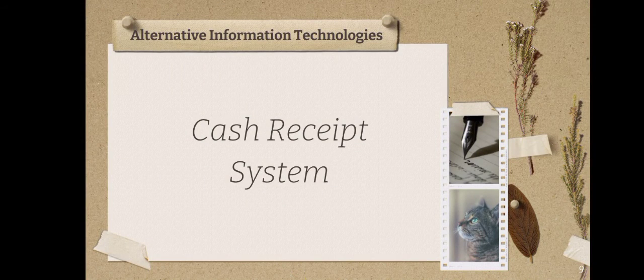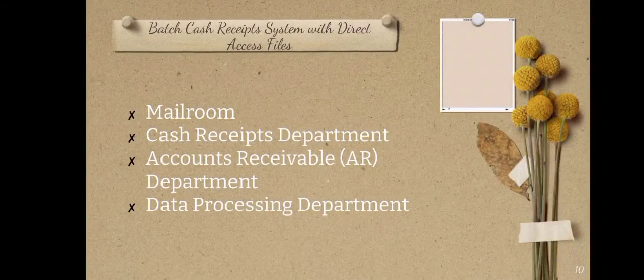Next alternative information technology is the cash receipt system. So it is the review of the operational features of a cash receipt system that employs batch processing and uses direct access files. This configuration is found in both modern systems and late-era legacy systems. The direct access file approach offers operational advantages over sequential file processing and permits limited data sharing.